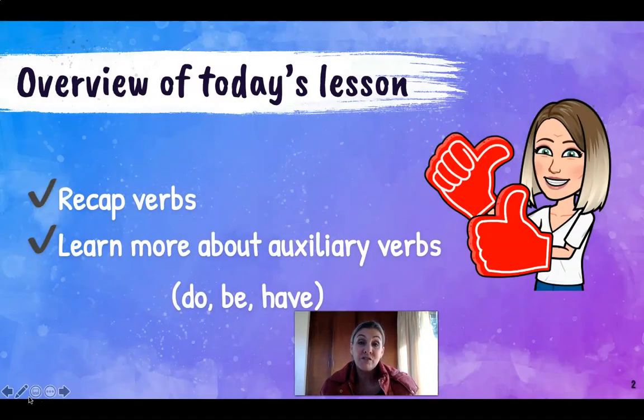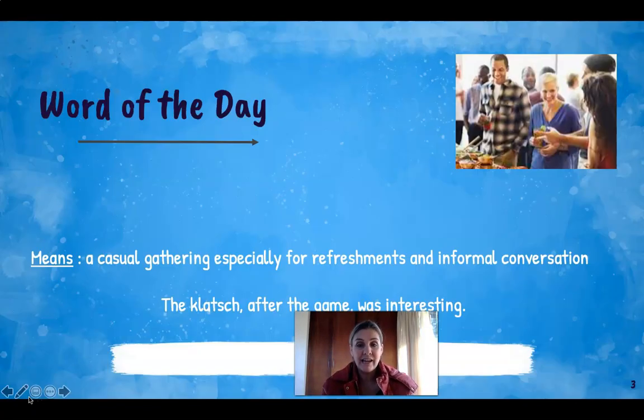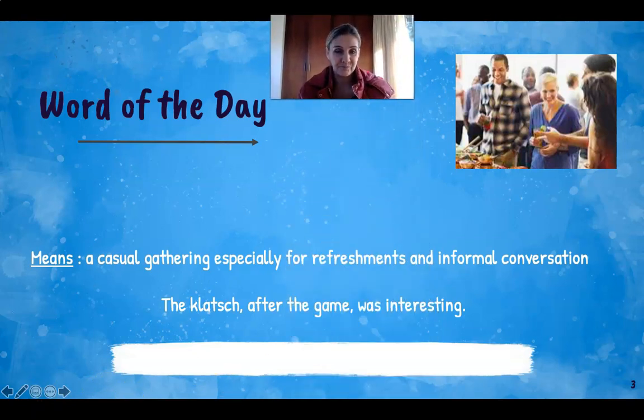So today, an overview of our lesson. We are going to obviously recap verbs, and we're going to learn more about auxiliary verbs, or what we call helping verbs. And there's three that we're going to look at today, and they are do, be, and have. But before we jump into our lesson today, I want us to look at the word for the day.